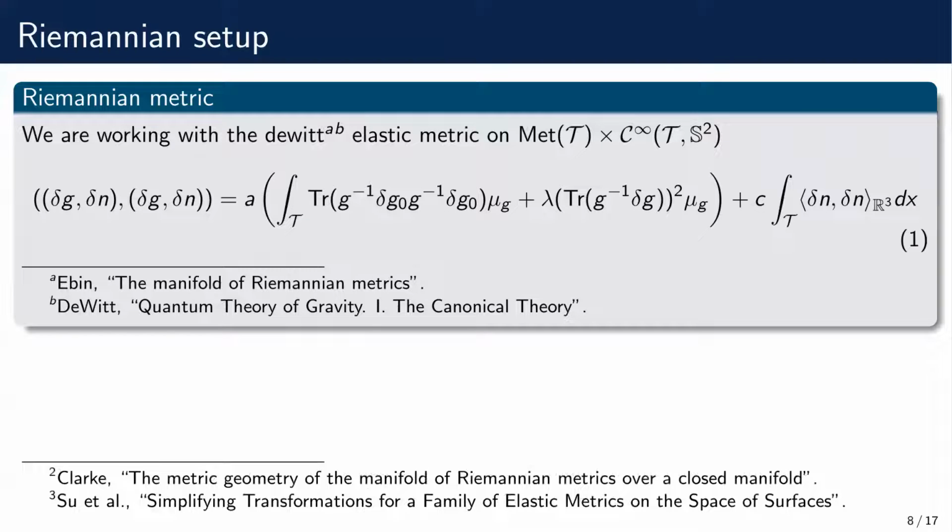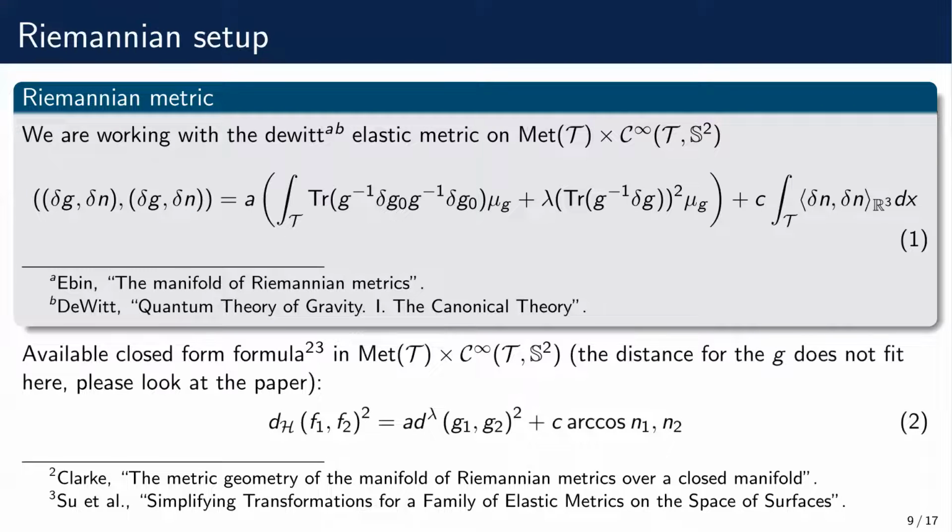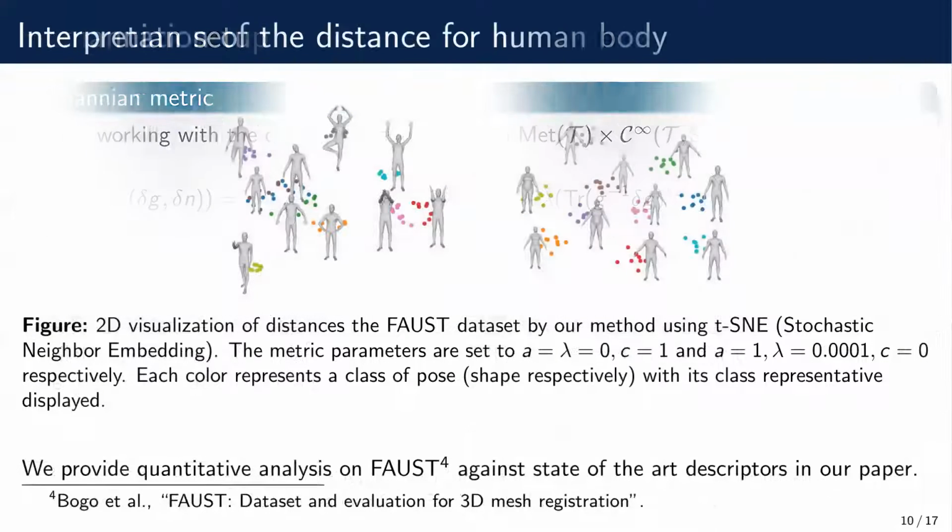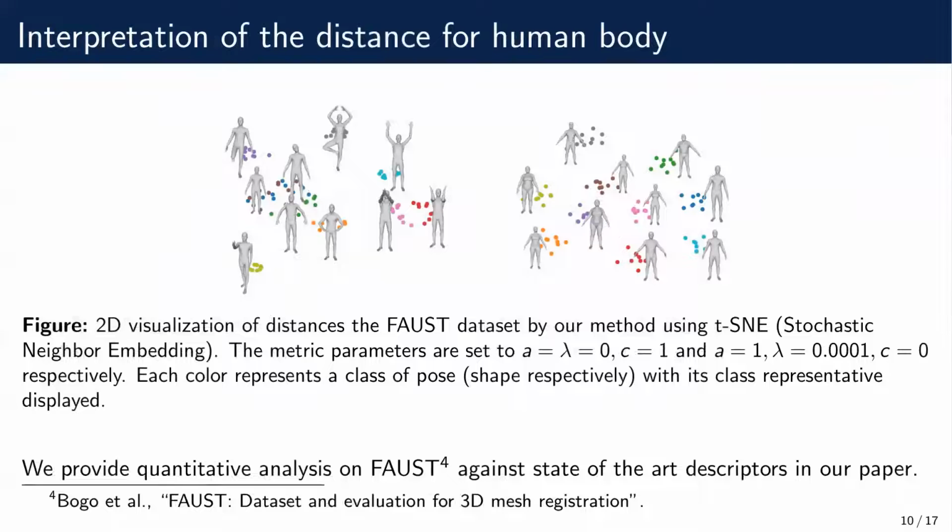We choose to use the three-parameter DeWitt metric with A, lambda, and C as parameters that need to be tuned for each human analysis task. The metric comes with a closed-form distance formula defined on the product space of metrics and normals. In order to assess this distance, we search for optimal parameters for pose and shape distance measure.